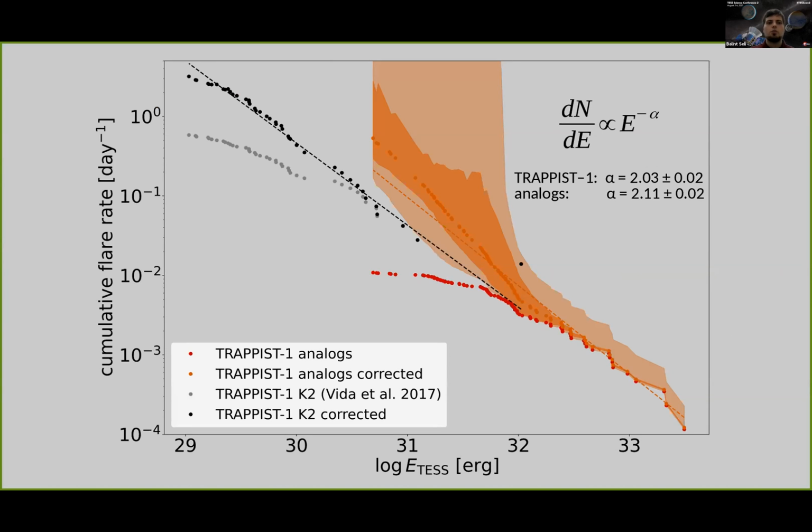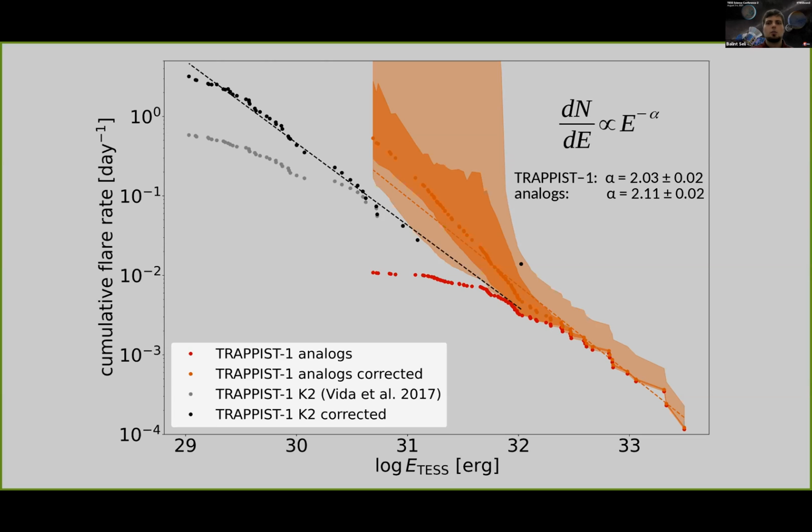A flare frequency distribution is just the cumulative number of flares per energy, but the flare energy can be estimated as the time integral of the flare, so the area under the light curve, multiplied by the quiescent stellar luminosity. With gray and black points, you can actually see the FFD of TRAPPIST-1 itself from the Kepler K2 light curve. And with orange, you can see the stars from our sample. And once we fitted these with power laws, we got similar power law indices around 2, which is pretty typical for these types of stars.